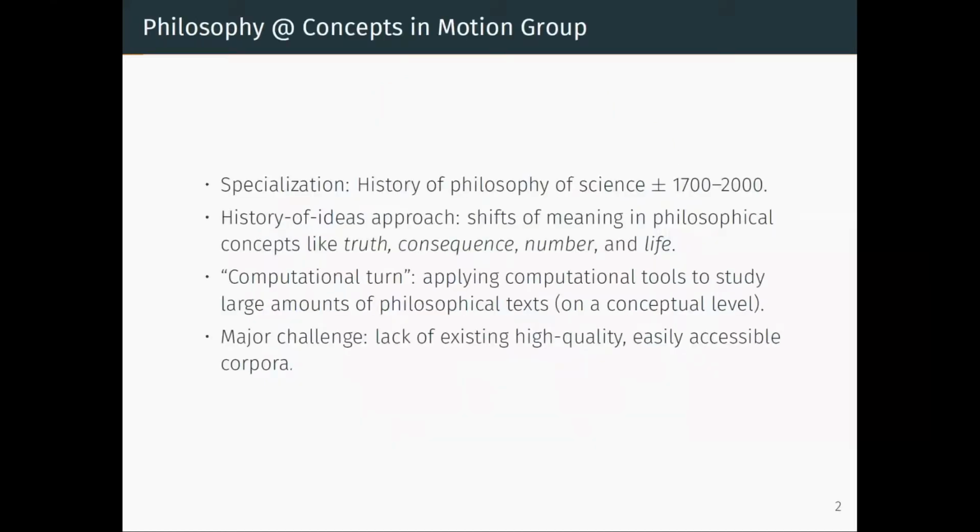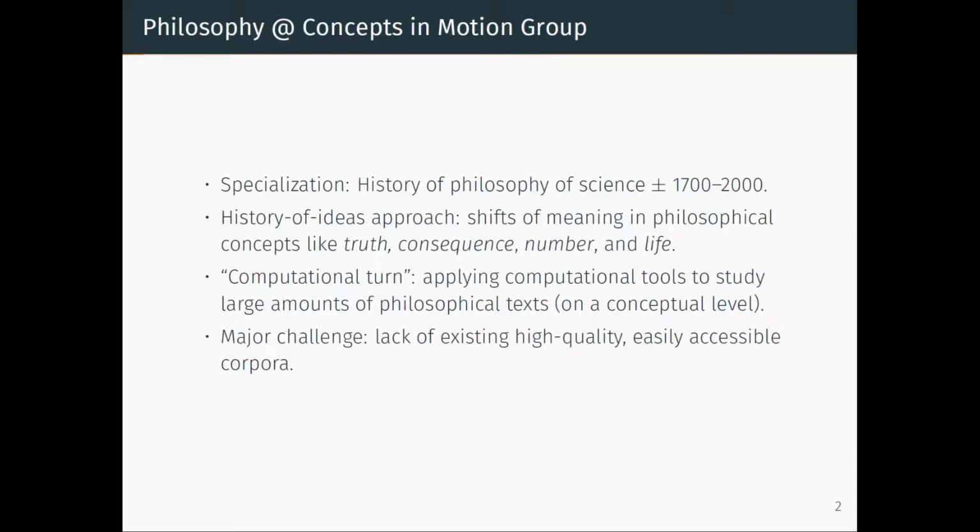Just to introduce the research group that I'm part of, it's called the Concepts in Motion group. Our specialization is history and philosophy of science, roughly from the 18th century to the 20th century. We have a history of ideas approach. So we try to trace shifts of meaning in philosophical concepts, concepts like truth, consequence, number, life. So we want to see how these concepts developed.